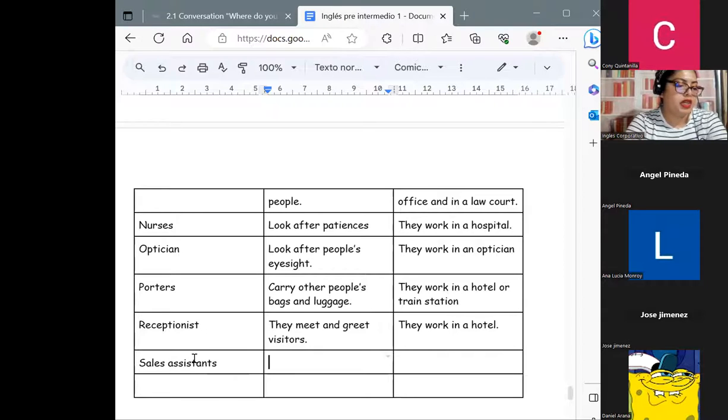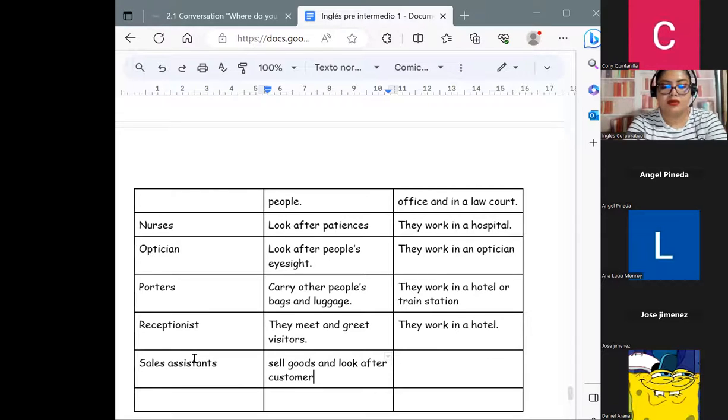They sell goods and look after customers. And they work in a shop.